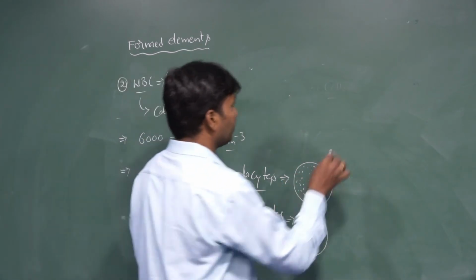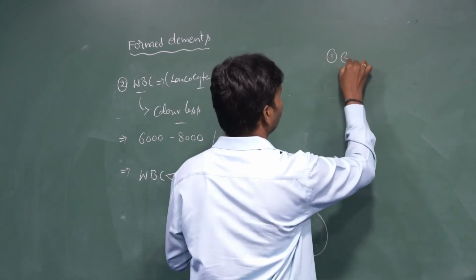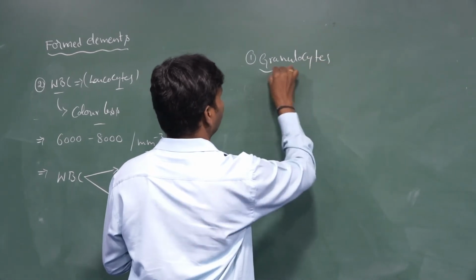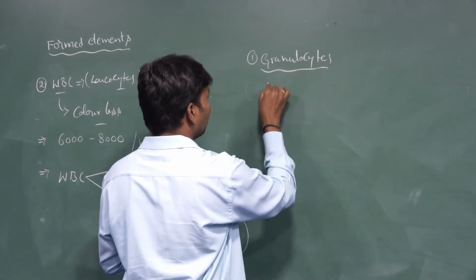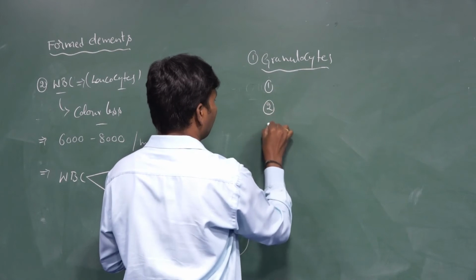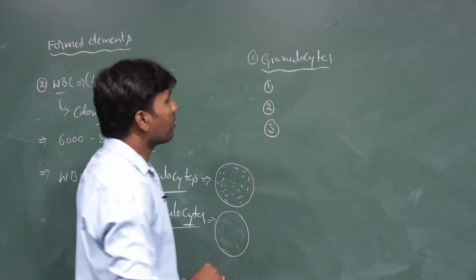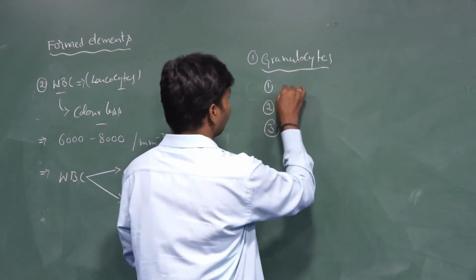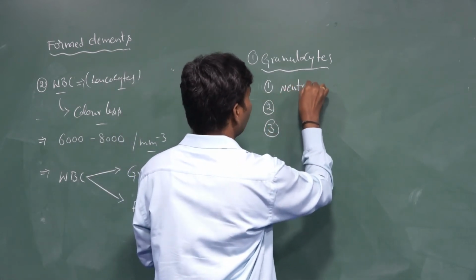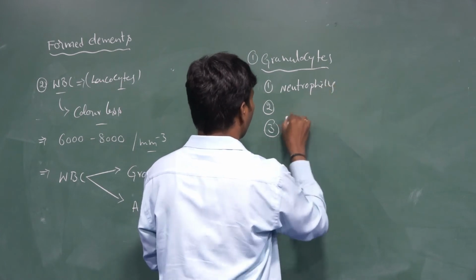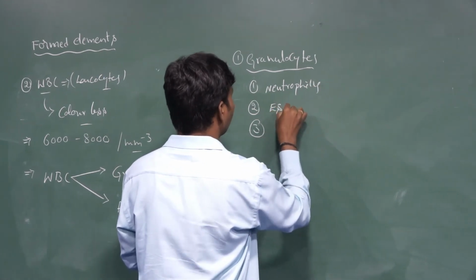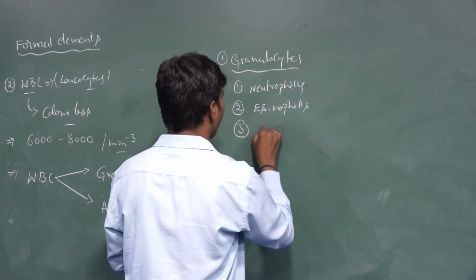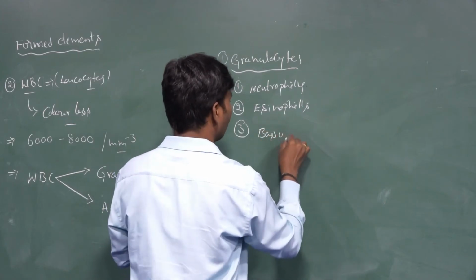One by one we will discuss. First one is the granulocytes. Granulocytes are again differentiated based on their structure and their staining methods into three types: the neutrophils, eosinophils, and basophils.